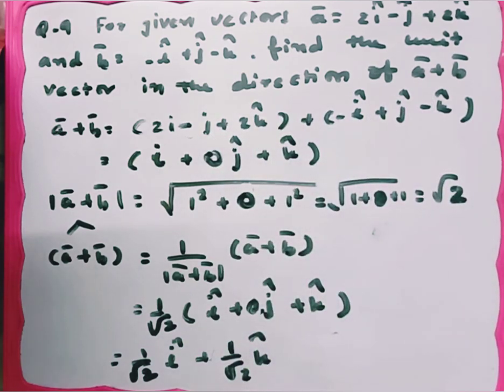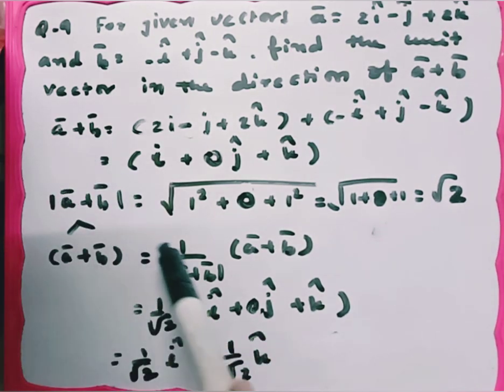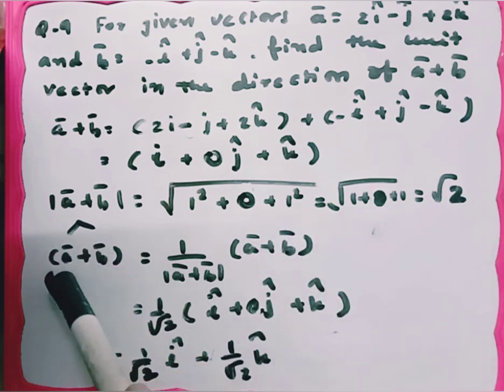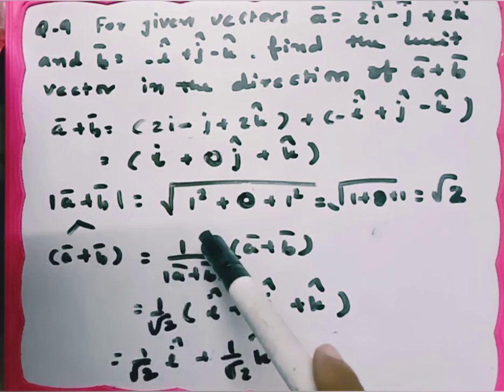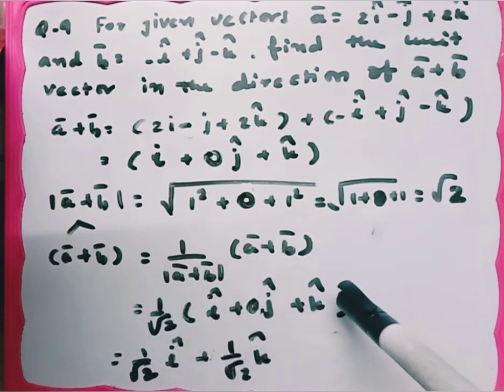Now to find the unit vector we find the magnitude of a bar plus b bar, then under root 1 square plus 1 square, which is 1 plus 1, root 2. And so the unit vector in the direction of a bar plus b bar will be given by 1 by magnitude of a bar plus b bar into a bar plus b bar. So 1 by root 2 (i caret plus 0 j caret plus k caret). So the unit vector in the direction of a bar plus b bar will be 1 by root 2 i caret plus 1 by root 2 k caret.